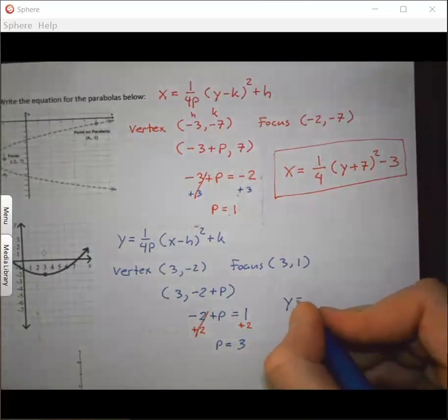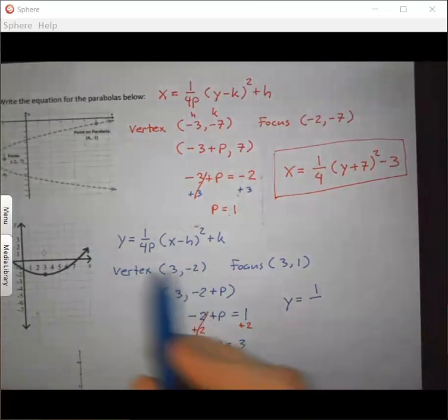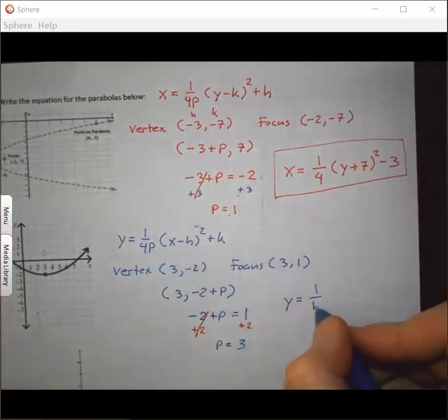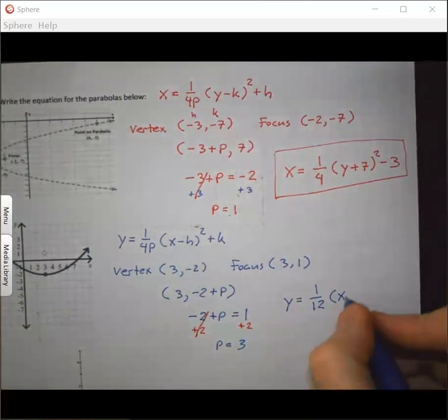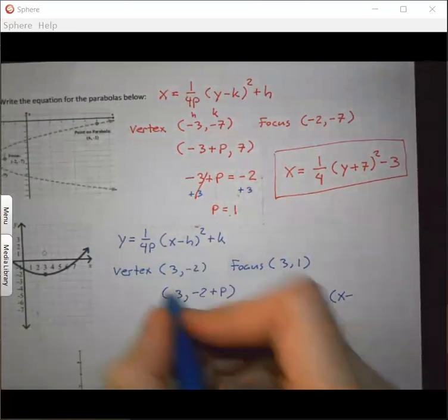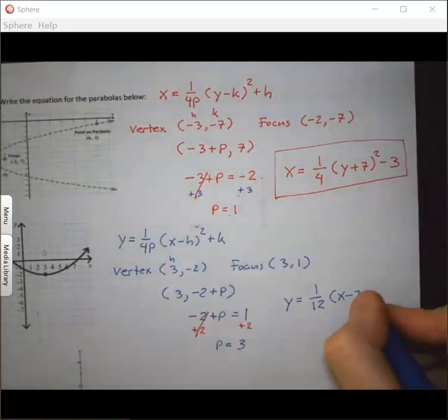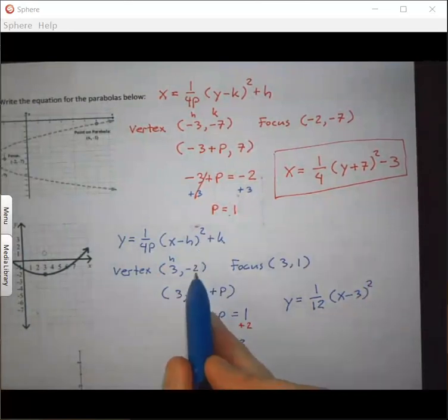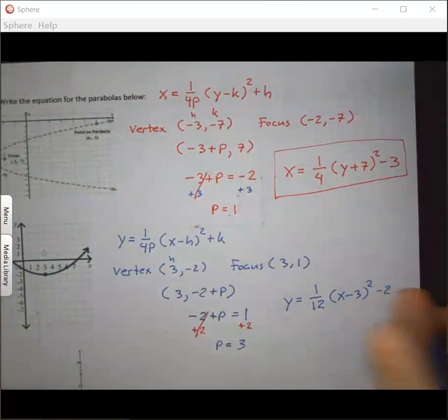So y is equal to 1 over 4 times p, so p is 3, 4 times 3 is 12, x minus h, plus k, plus negative 2, minus 2.